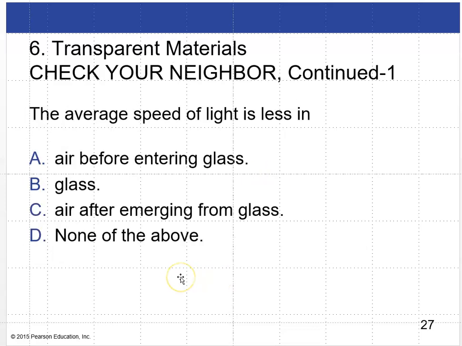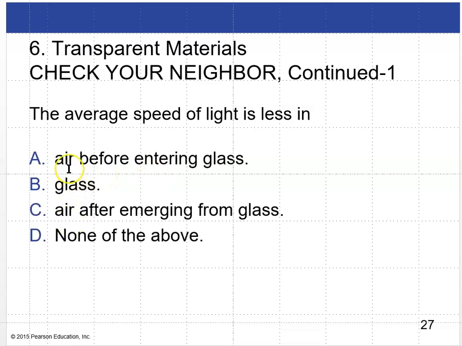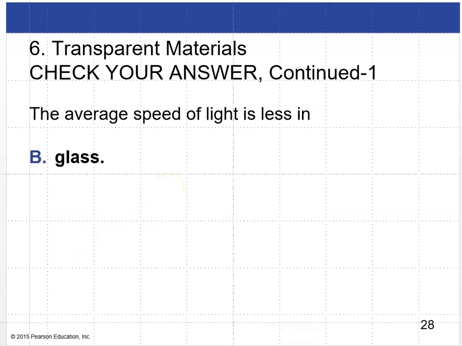The average speed of light is less in glass. Now here you've got to be a little careful about when you read this. They're actually comparing air to glass here. So the speed of light is less in glass than it is in air, but it's slightly less in air than it is in vacuum. But it's just a tiny amount. So glass is probably the best answer.